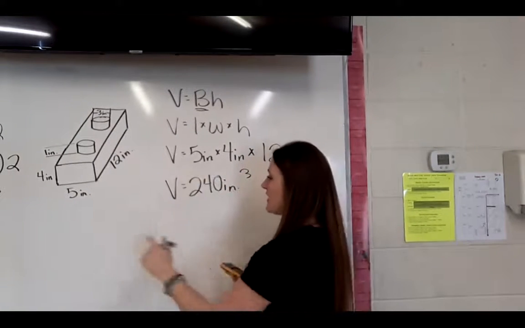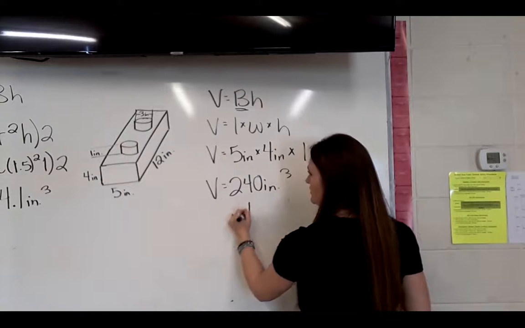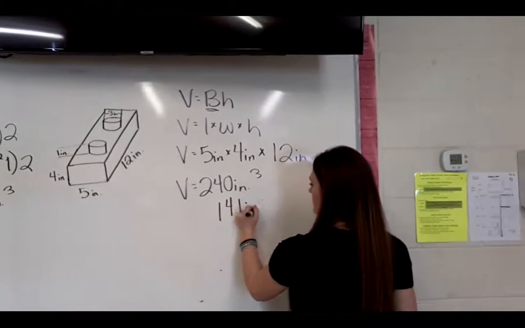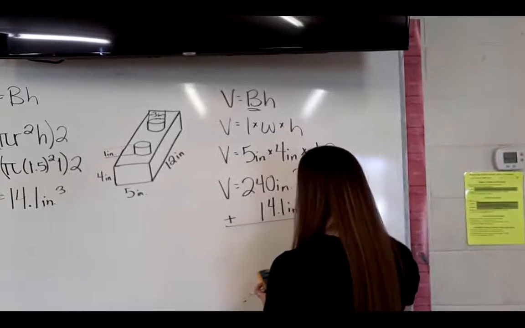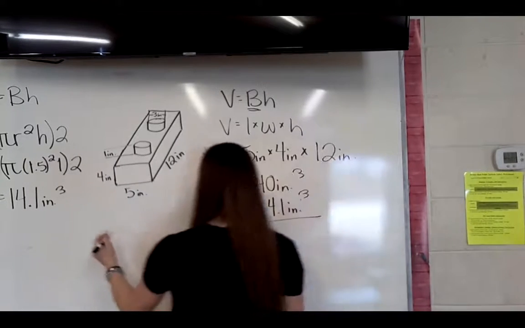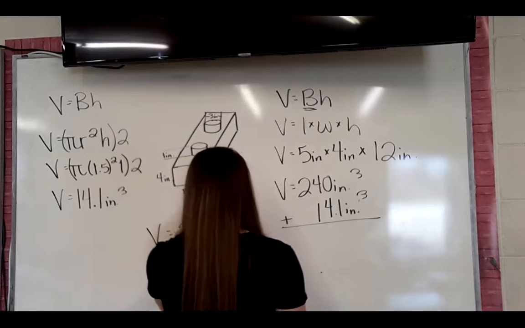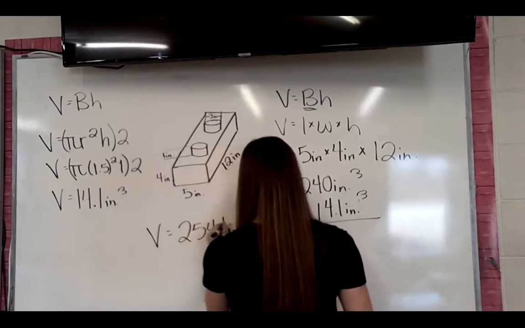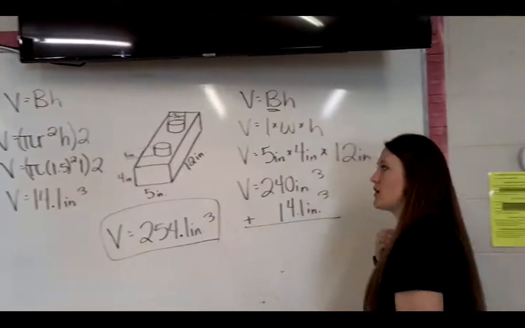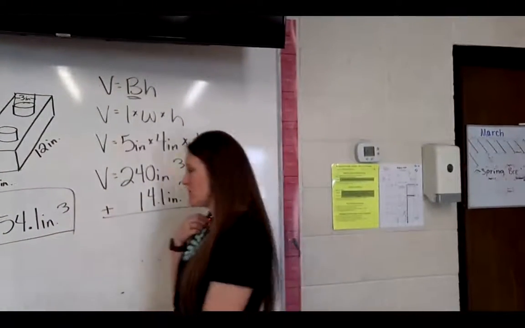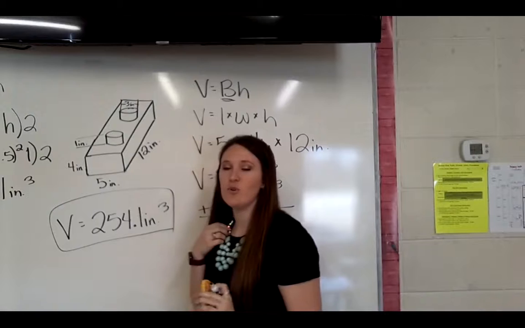So to find the total volume, I take those two and add them together. So 240 plus 14.1, we get a total volume of 254.1 cubic inches. It's a lot of work, but you're having to piece them together. Sorry, I'll turn so you can still see that. 254.1.